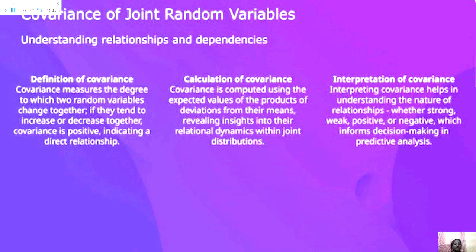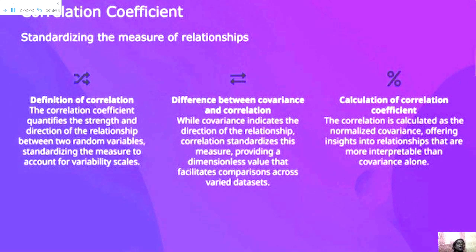Calculation of covariance: it is computed using the expected values of the products of deviations from their means, revealing insights into the relational dynamics within joint distributions. Interpretation of covariance helps in understanding the nature of the relationship, whether strong, weak, positive, or negative, which informs decision making and analysis.